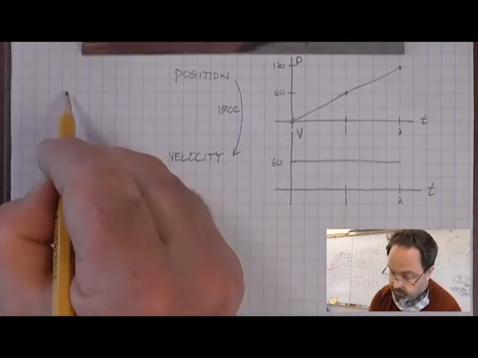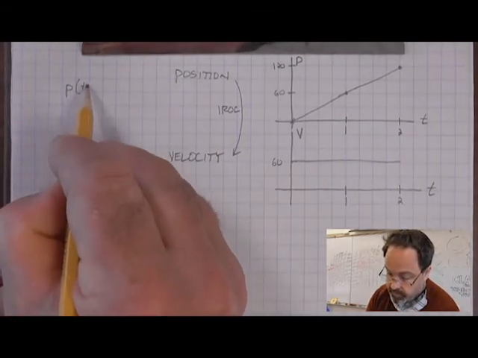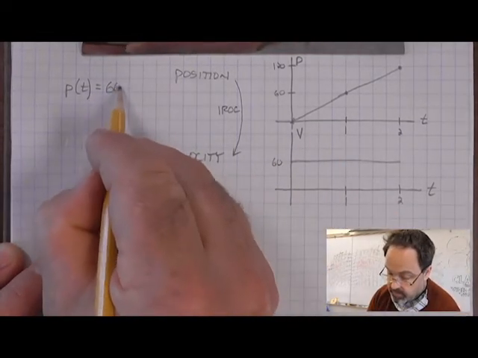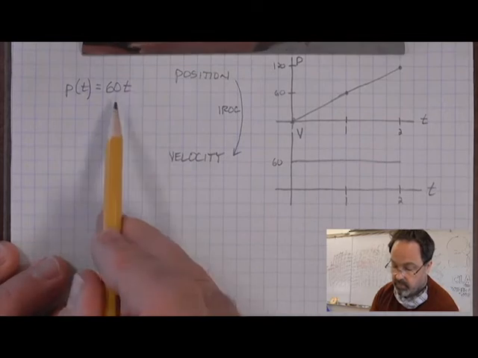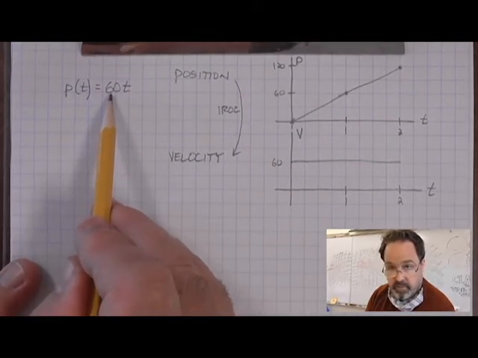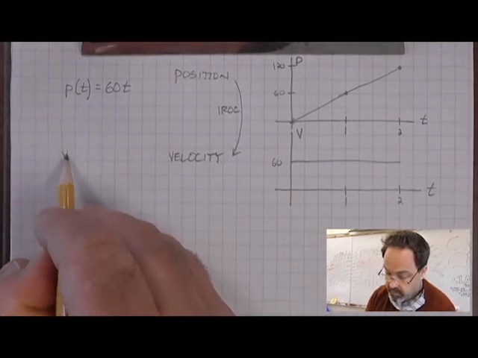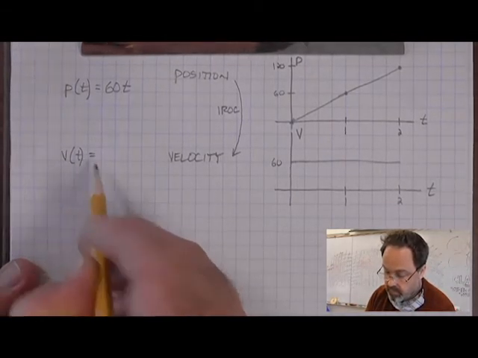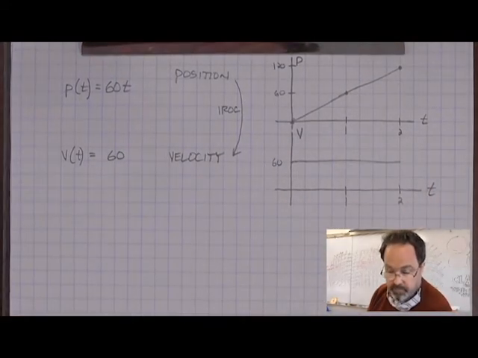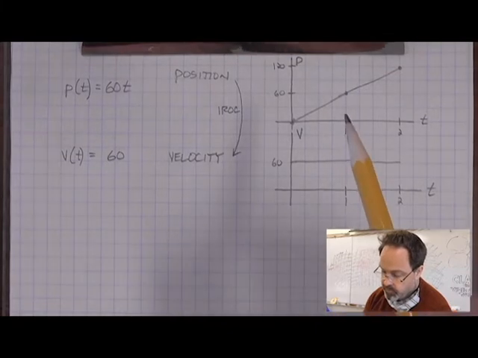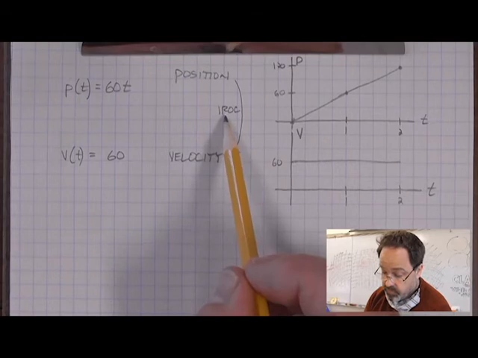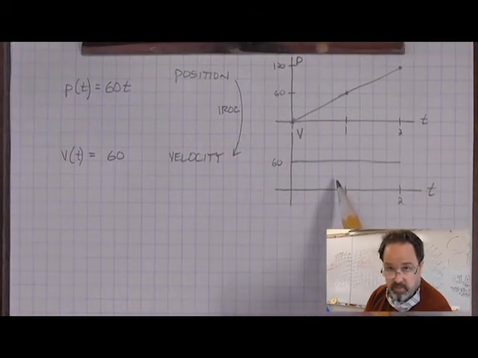I could write functions for the position. Position as a function of time, given this information, is 60 times t. This is the equation of a line, a simple line with a slope of 60. And the velocity as a function of time is a constant function, 60. So starting with position, the instantaneous rate of change will give us velocity.